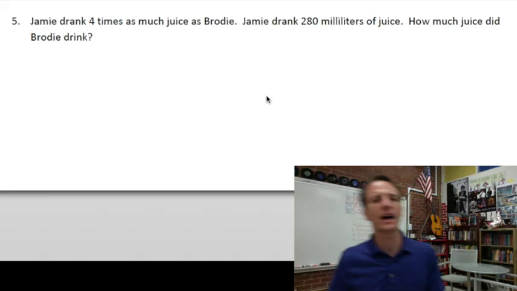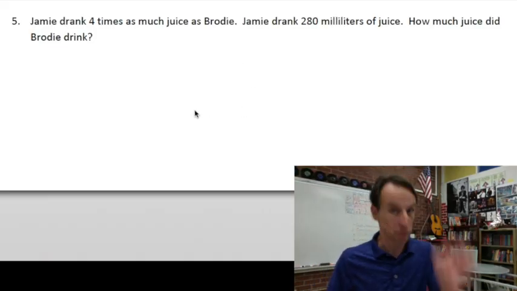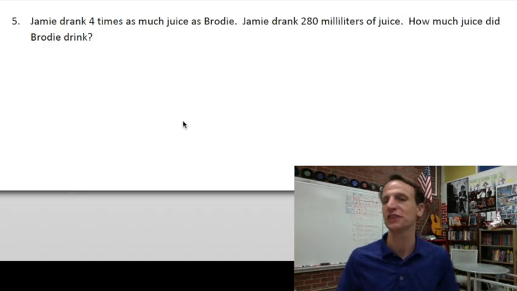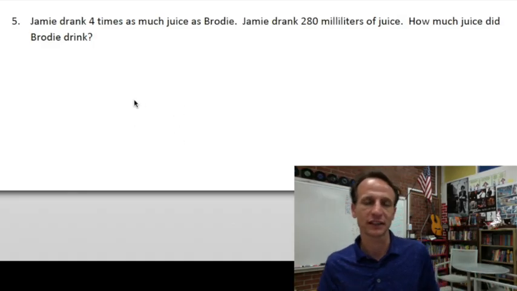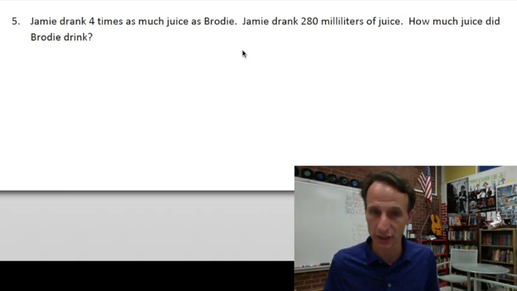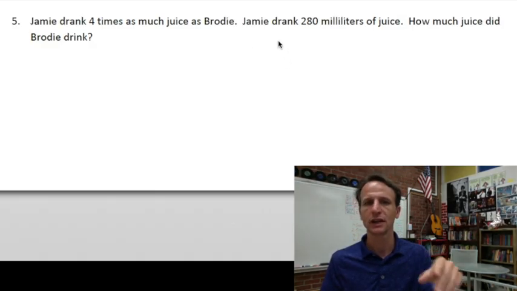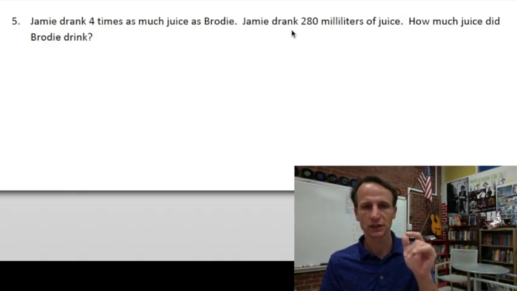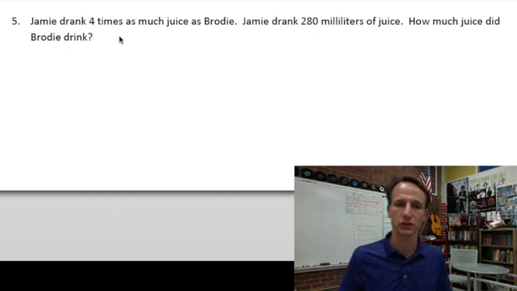And in number 5, we got two fellas drinking some juice and measuring it carefully, because you can't just get yourself a drink of juice. You need a graduated cylinder to measure the exact juice consumption before you take a drink. So Jamie here drank 4 times as much juice as Brody. We have a comparison going on there, so we know we're going to need separate tapes for them, right? Jamie drank 280 milliliters of juice. How much juice did Brody drink?